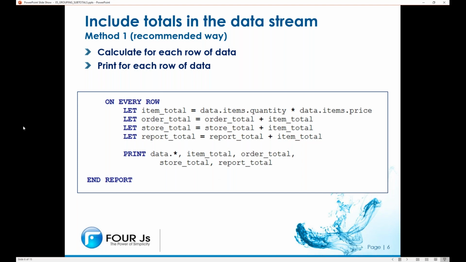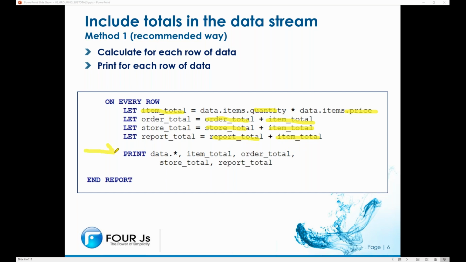Then underneath on every row, this is where I get to compute the values. The first value I computed was the item total, which is the quantity times the price from the items table. So I multiply quantity times price, and that gives my item total for every row. My order total is whatever the previous order total was plus the item total I just computed. My store total is the previous store total plus the item total just computed. And likewise, the report total is whatever the previous report total was plus the item total I just computed.